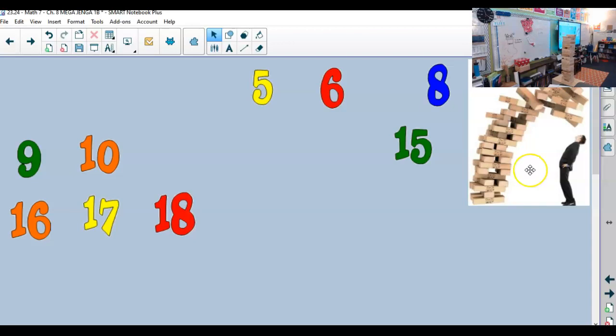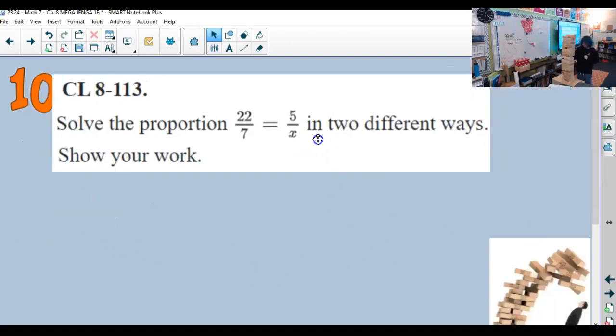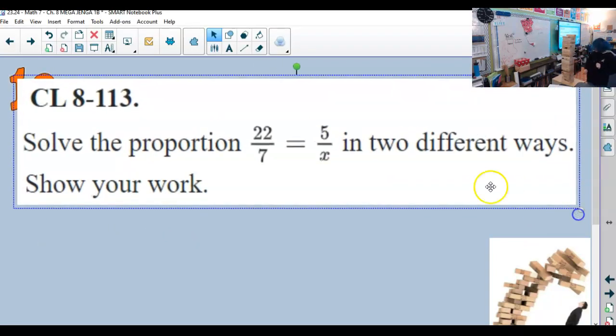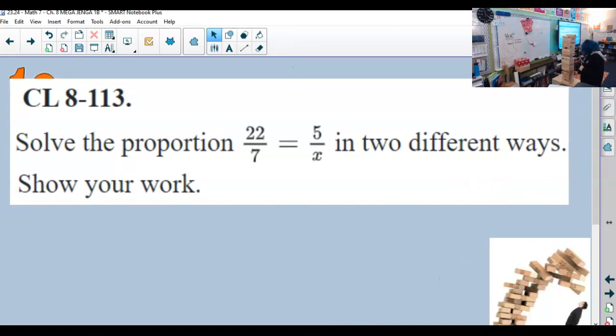Laurel, next question. 10. Solve this proportion. There are many ways to do this.